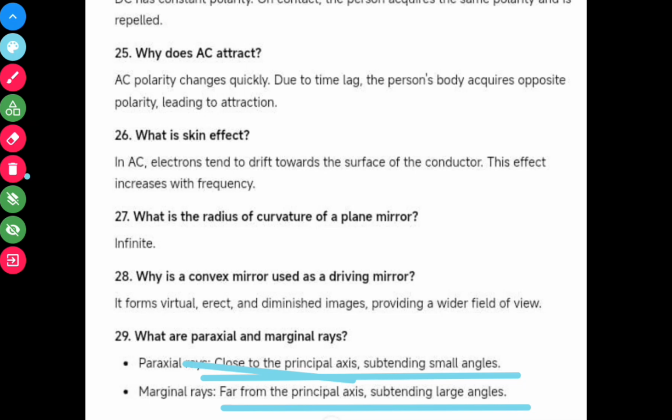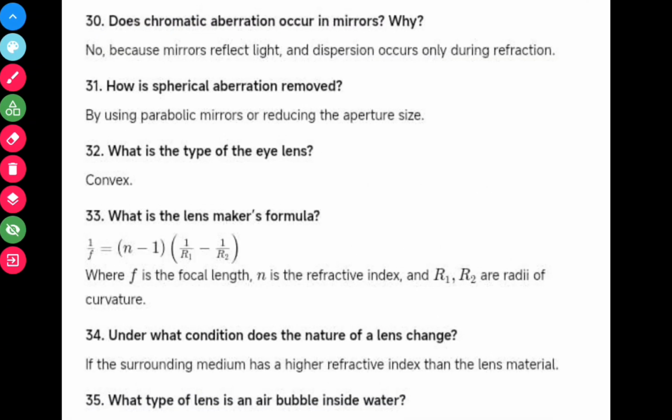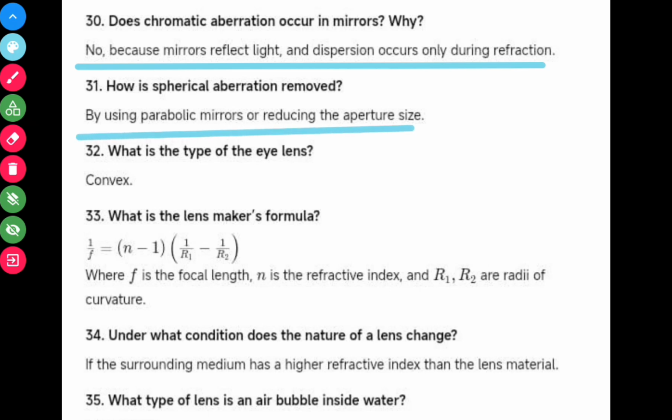Marginal rays are far from the principal axis, subtending large angles. Does chromatic aberration occur in a mirror? No, because a mirror reflects light and dispersion occurs only during refraction. How is spherical aberration removed? By using parabolic mirrors or reducing the aperture size.